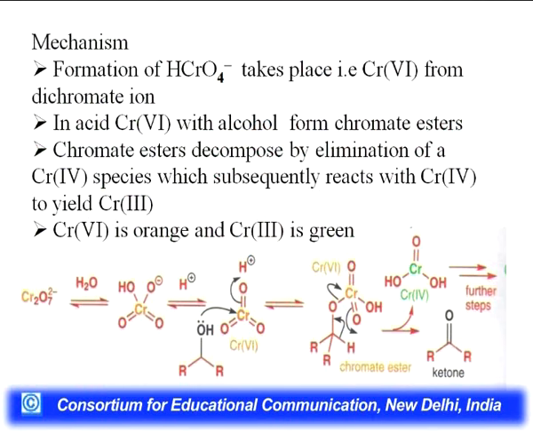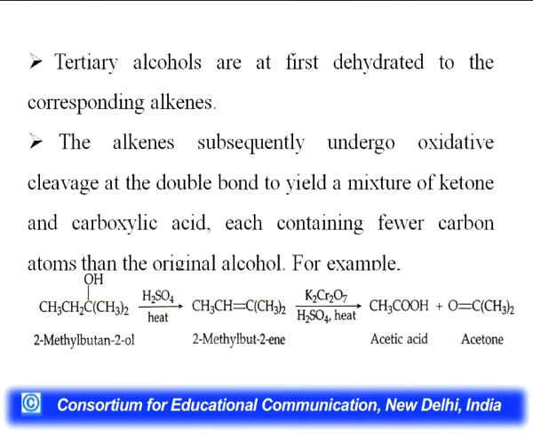First of all, dichromate changes to HCrO4 minus, then it reacts with an alcohol to give a chromate ester. After that, there is a removal of electrons and chromium 6 is converted to chromium 4, which is further oxidized to give chromium 3.